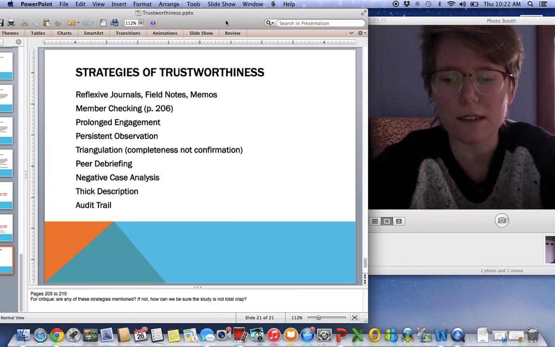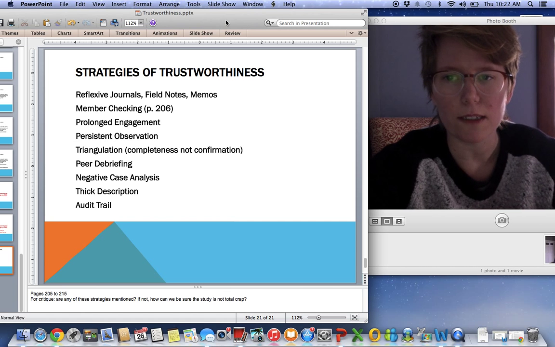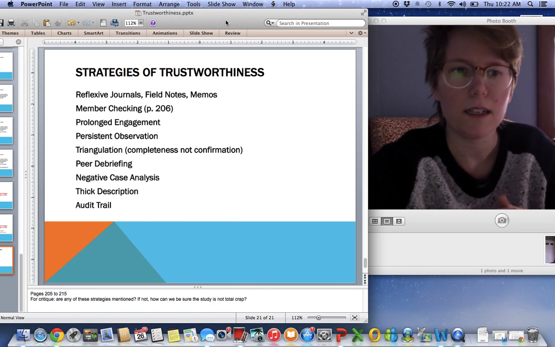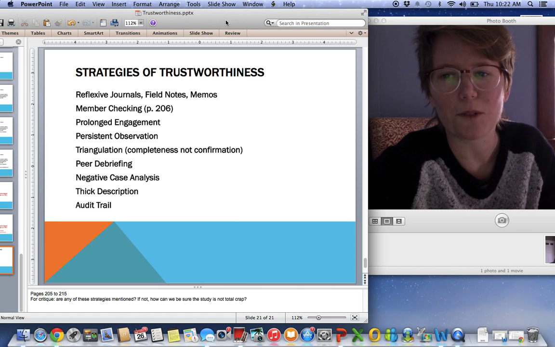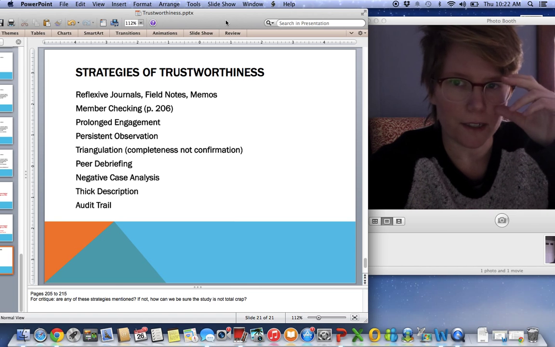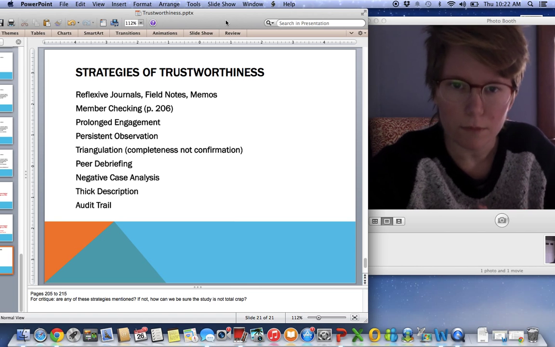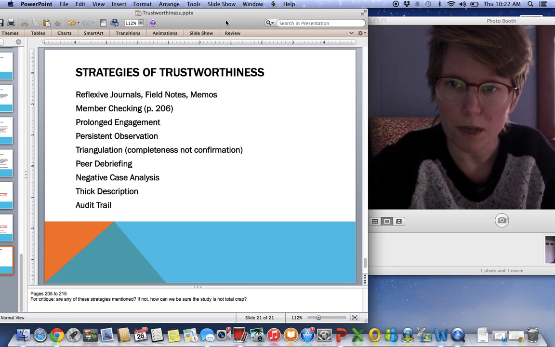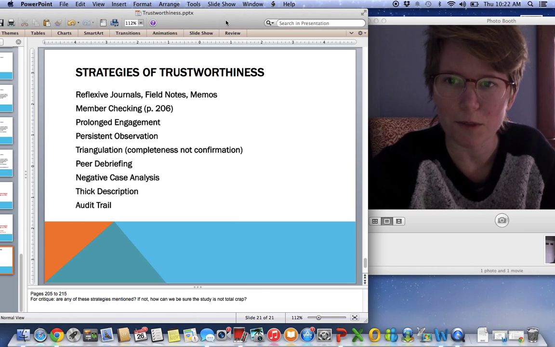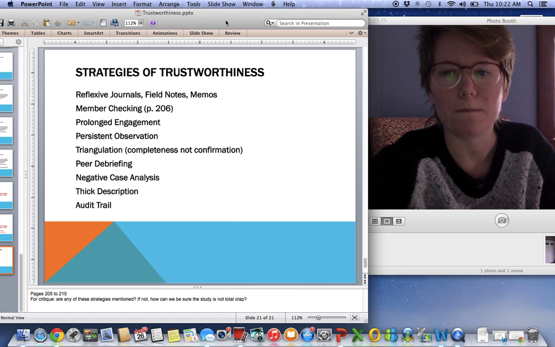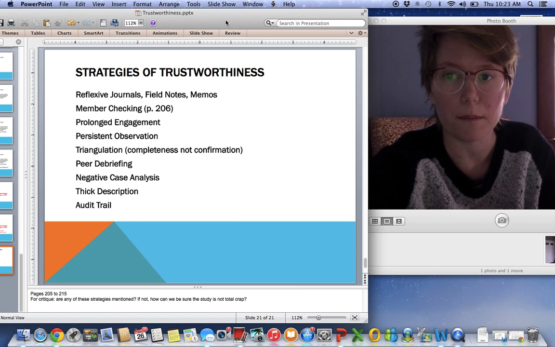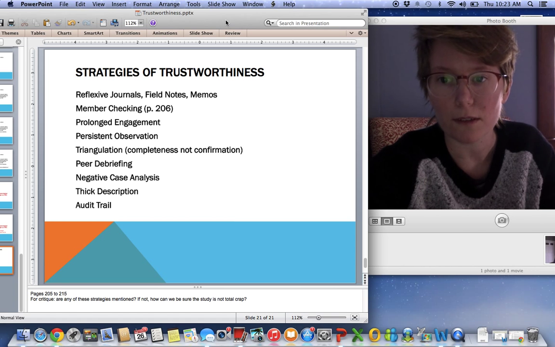I realize that this class is slanted heavily towards the qualitative just because of the sequencing, and I want to make sure that there's space for if there are any people out there who are tried and true quantitative post positivist folks, I want to make sure there's room for you too. So I'm interested to hear what you guys think about these strategies of trustworthiness and how you're going to incorporate them into your own proposals.